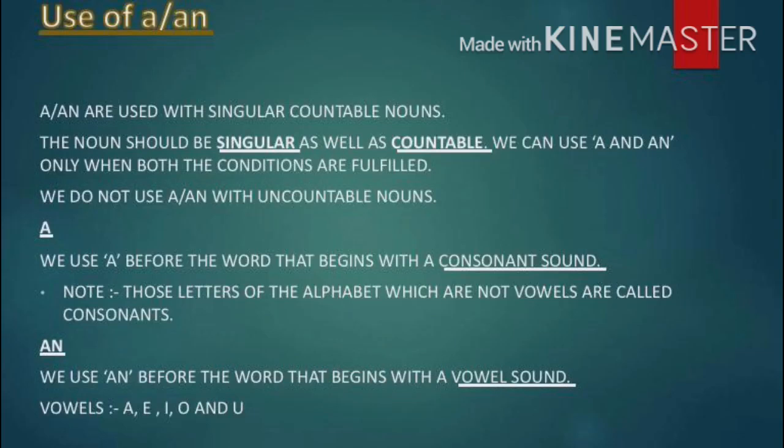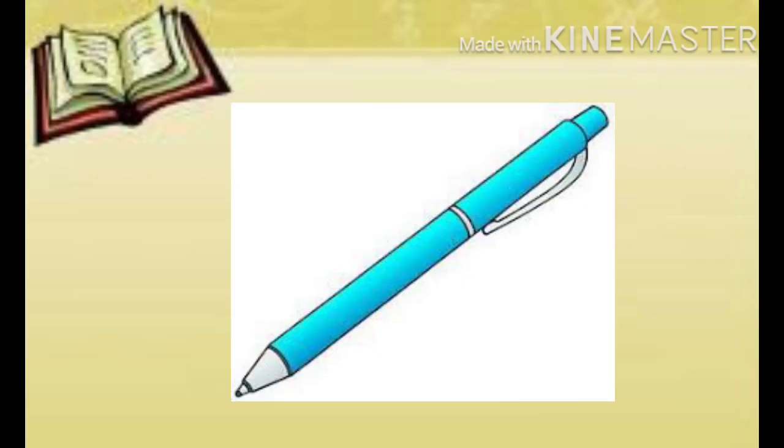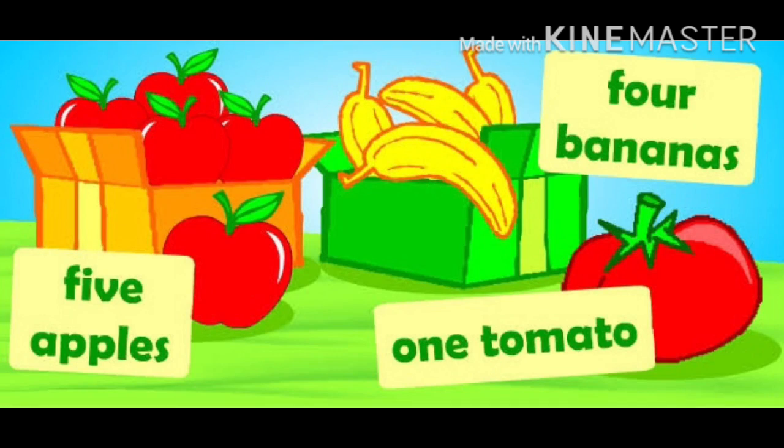A and an are used with singular countable nouns. Singular means one and countable means those things which we can count. For example, 5 apples, 1 tomato, 4 bananas.